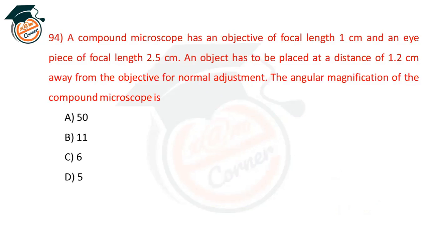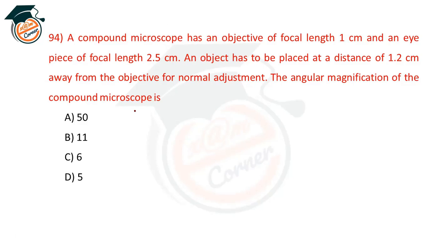Next question. A compound microscope has an objective of focal length 1 centimeter and an eyepiece of focal length 2.5 centimeter. An object has to be placed at a distance of 1.2 centimeter away from the objective for normal adjustment. Find the angular magnification of the compound microscope.